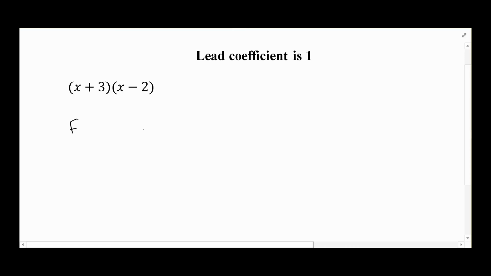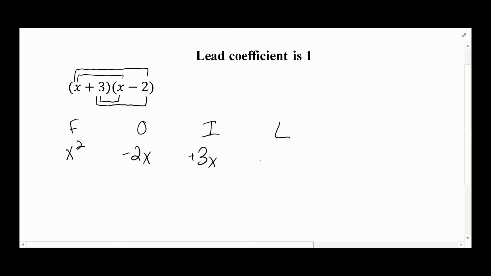So we're going to do FOIL, where our F is going to come from x times x. That's going to get us x squared. Our O, our outside, is -2 times x. Our I, our inside, is 3 times x. And our last is 3 times -2, which is -6. And then if we combine like terms, we get x squared plus x minus 6.